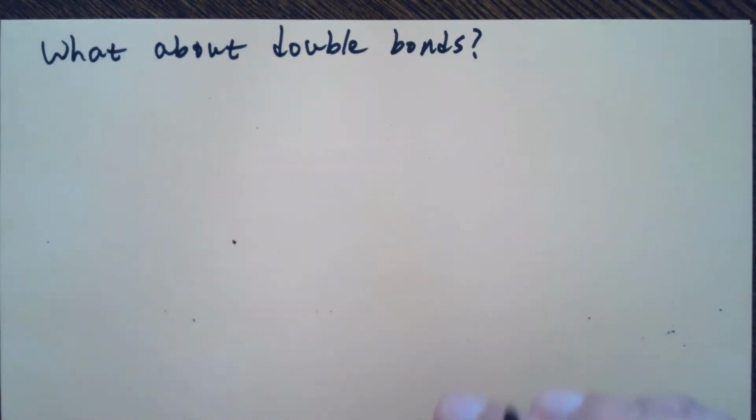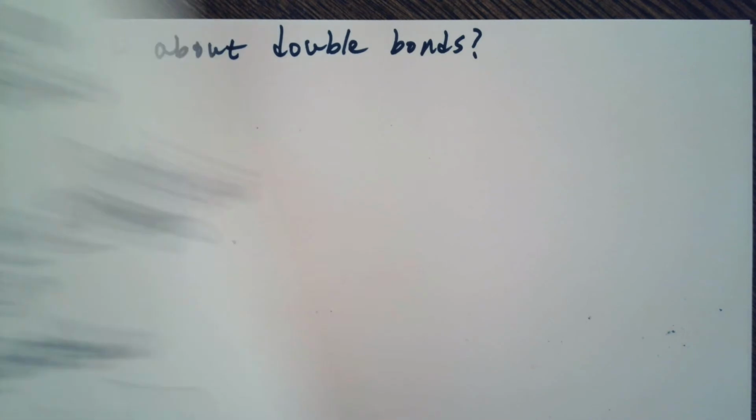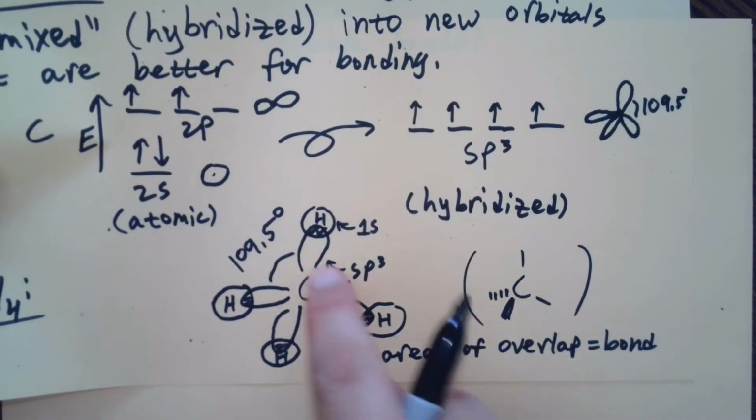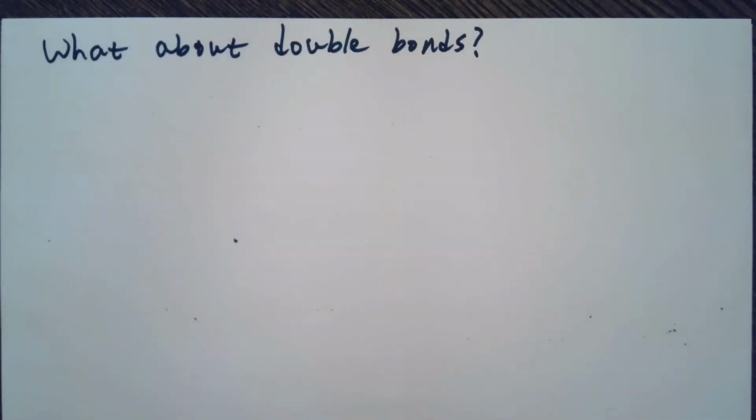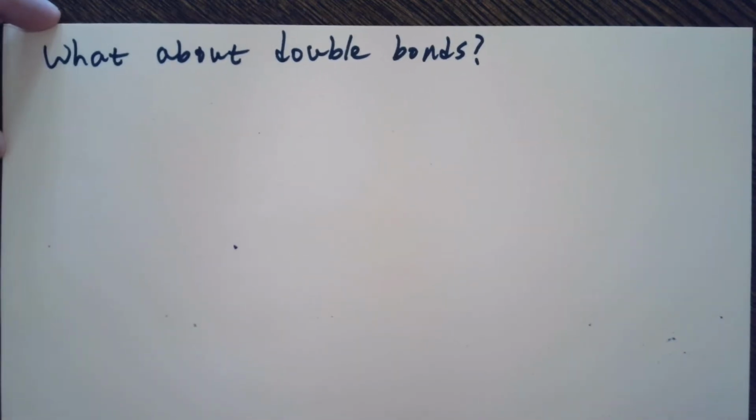Well, it would definitely be tricky trying to get a double bond out of something like this, but this was a molecule that didn't have any. So what do we do? We mix our orbitals together in a different way.